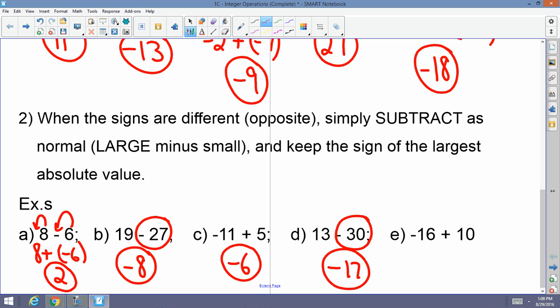E, negative 16 plus 10. When the signs are opposite, I subtract as normal and keep the sign of the largest absolute value. So negative 16 plus 10 is going to be negative 6.